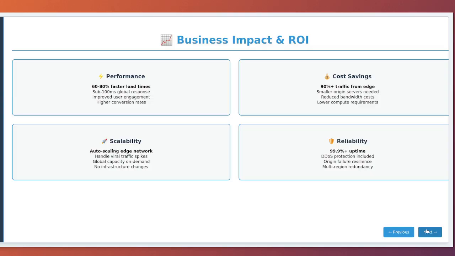Reliability improves because cached content can be served even if your origin servers experience issues. I've seen companies maintain 99.9% uptime during origin outages because their static assets continued serving from CDN caches. Security gets a boost too. Google's Edge network includes DDoS protection and can absorb massive attacks before they reach your infrastructure.